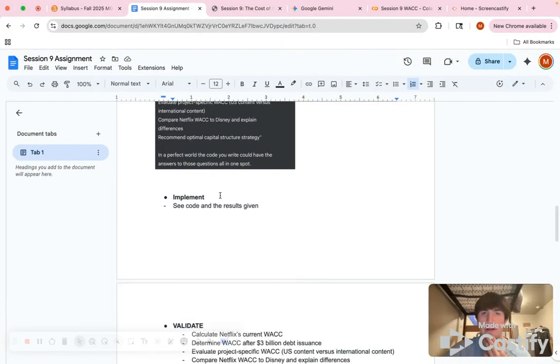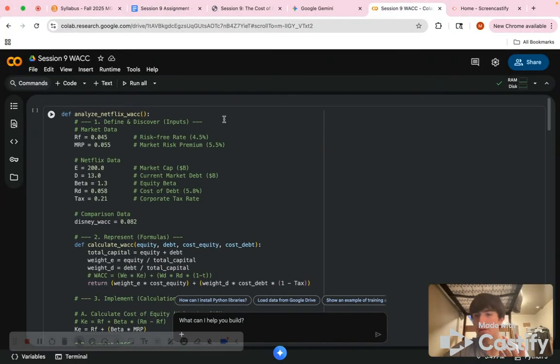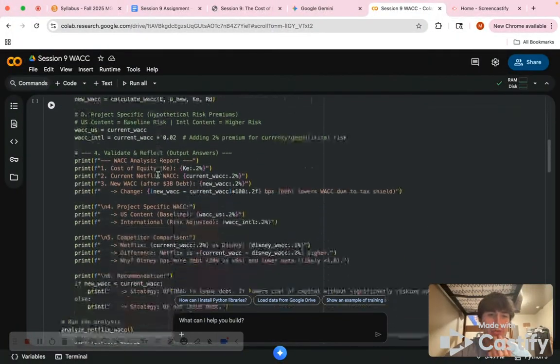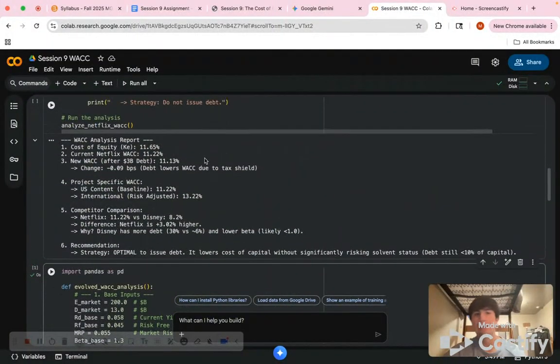So for implement, we have our Google Colab open. Gemini spit out code for us, and we went through, looked at the variables, and they match up, so we're good to move on. And now just the implement part with the analysis of it. We have our cost of equity being 11.65%, and our current Netflix WACC is 11.22%.